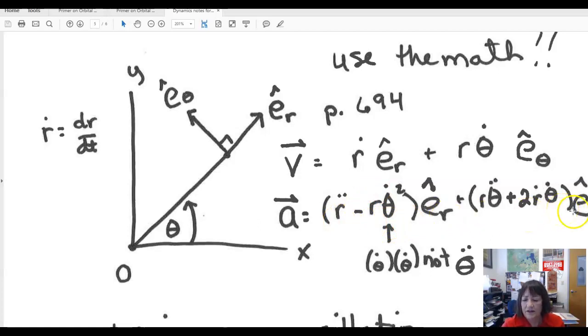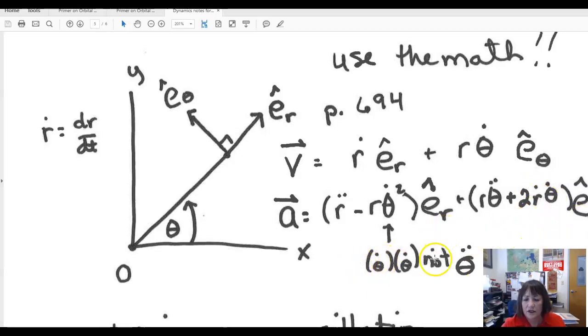So we have the factor for the theta direction, the acceleration in the theta direction, which is r theta double dot, the second derivative of theta with respect to time. R is just r, that distance, plus 2 r dot theta dot. R dot is dr/dt, theta dot is d theta/dt.